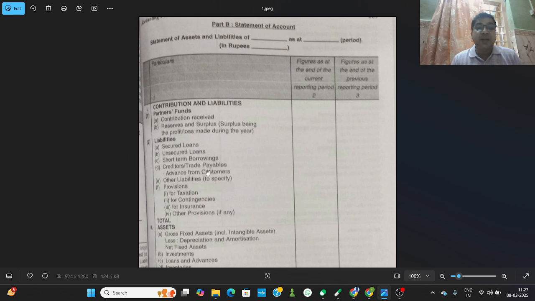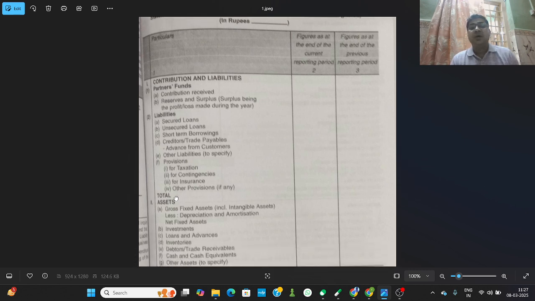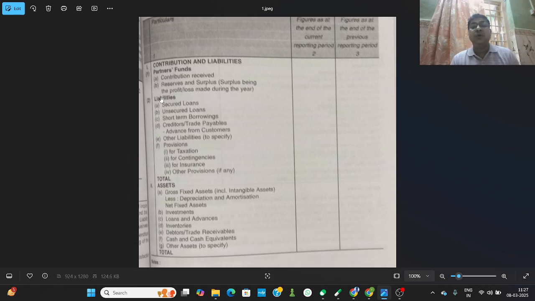Creditors, trade payable. Trade payable means bills payable. Sometimes advances from customers and other liabilities are specified. And the provisions. Provisions include provision for taxation, sometimes provision for contingency, sometimes provision for insurance, and other provisions. Contingency may be there, may not be there, that we will discuss in our problems. And then we have to find out the total.